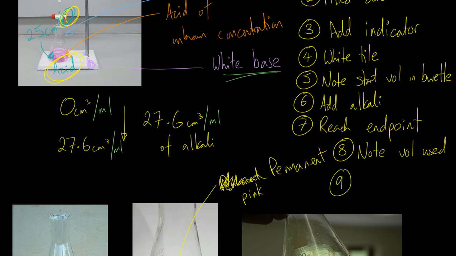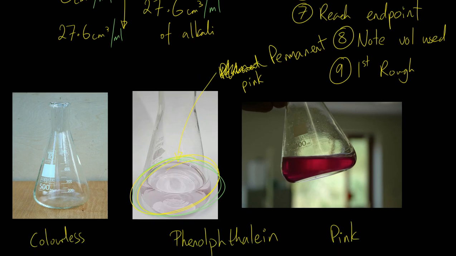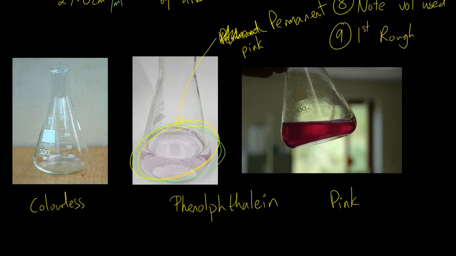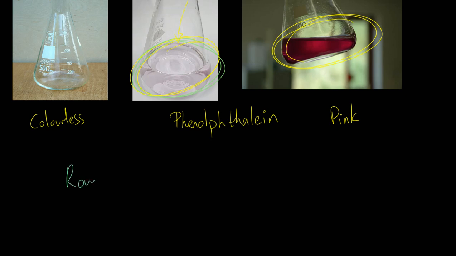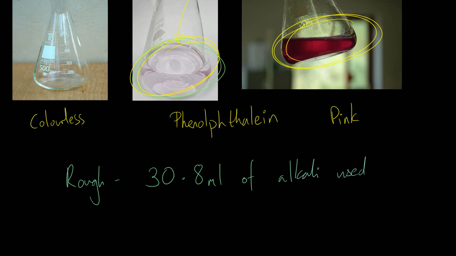The final thing to mention here is that your first one is rough. So your very first titration you will do quick. You'll open up the tap, run it in, and you will probably end up with quite a dark pink if you're using phenolphthalein, and you'll end up with a value that's something like, I don't know, so your rough titration is going to be something like 30.8 mil of alkali used. Now that is, like I say, a rough value. It is going to be somewhere in the ballpark of the right amount, but it's not accurate enough for our purposes. So what you've got to do is you have to do it again and again and again.